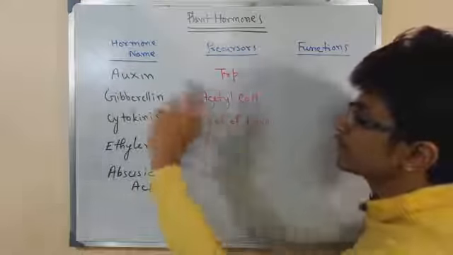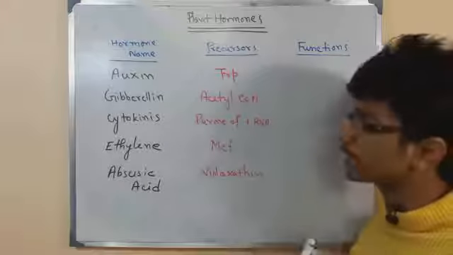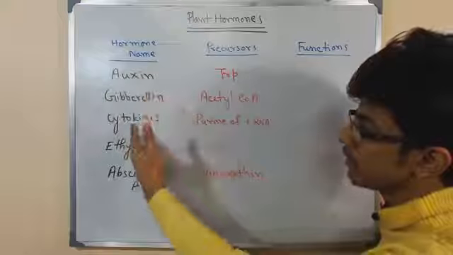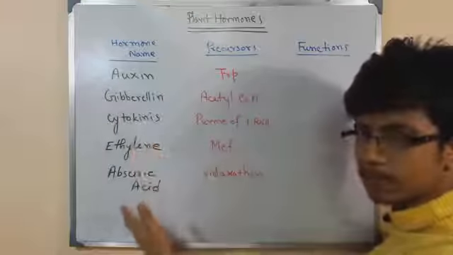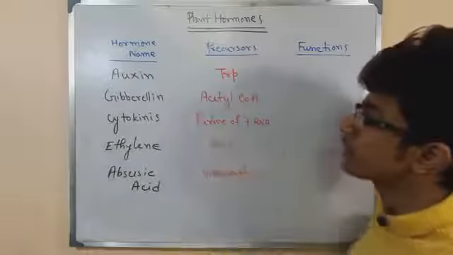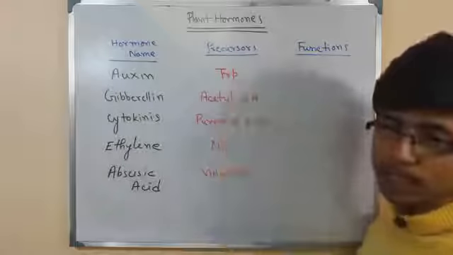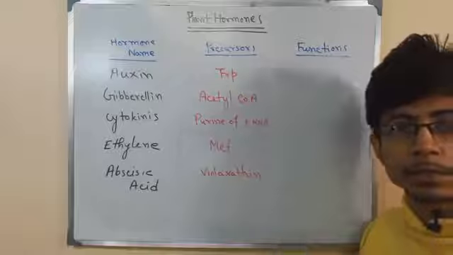Now in this video, let's say that the 5 major plant hormones that we usually talk about are auxin, gibberellin, cytokinins, ethylene, and abscisic acid. Now starting with auxin. Auxin has an amino acid precursor, and that is tryptophan. So from tryptophan, auxin is produced.